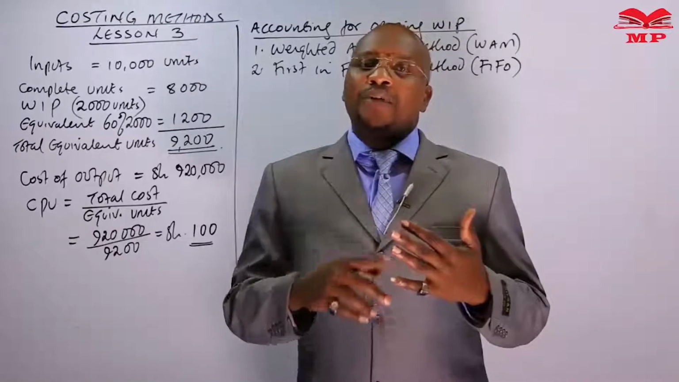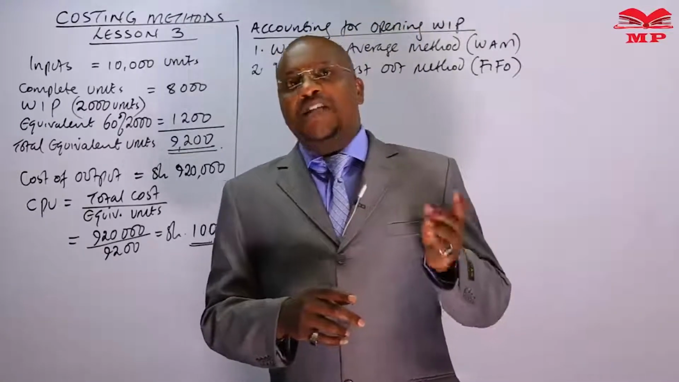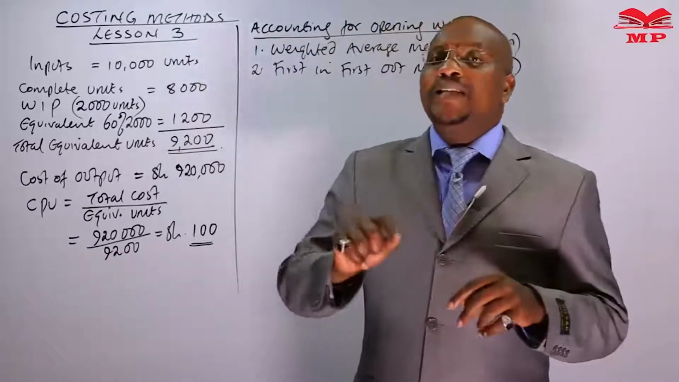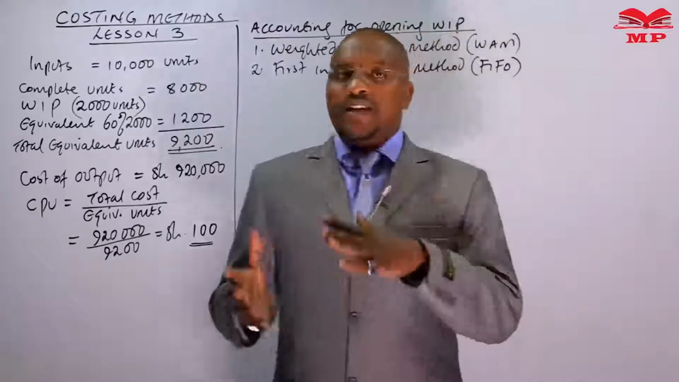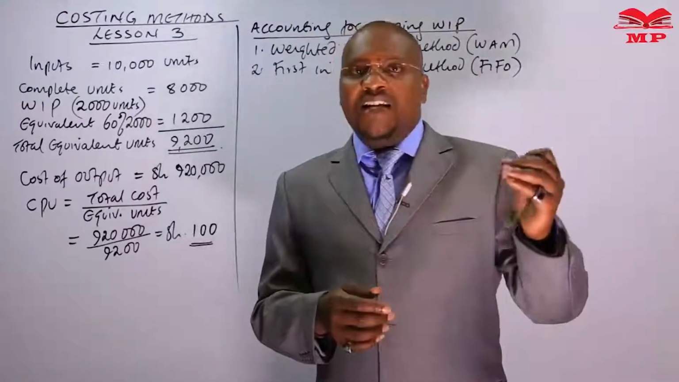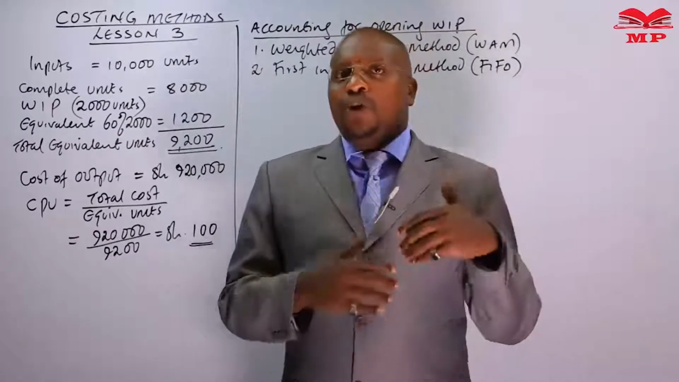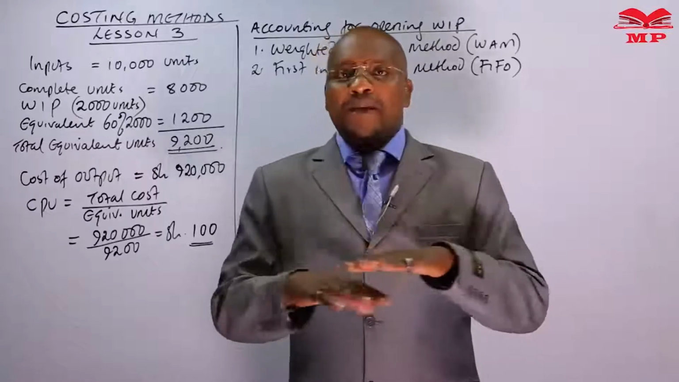If we had some cost last period for the opening work in progress, then we assume that it has been spent this period, even though in the books of accounts, in the cash account, we are having it as a cost incurred in the previous period. But you are going to presume it has been spent in this period so that now we can have everything being uniform.